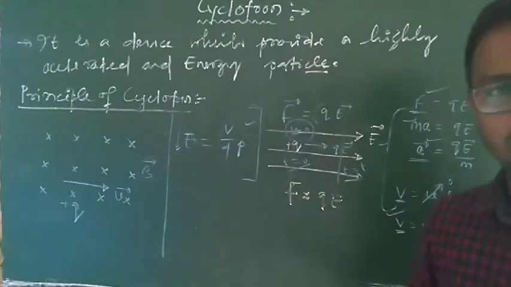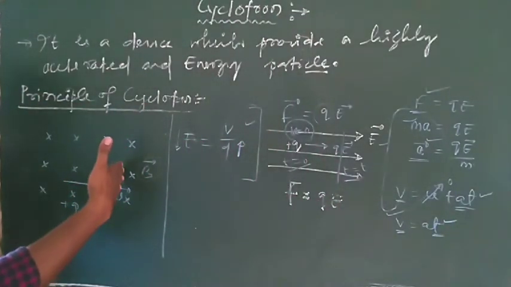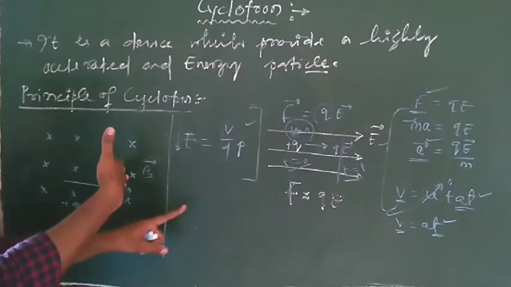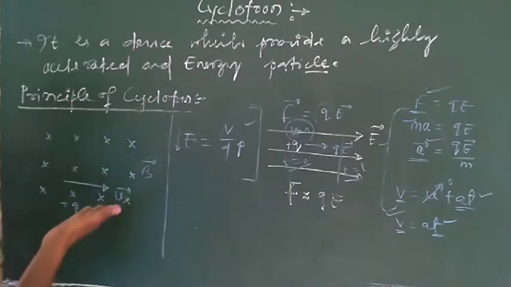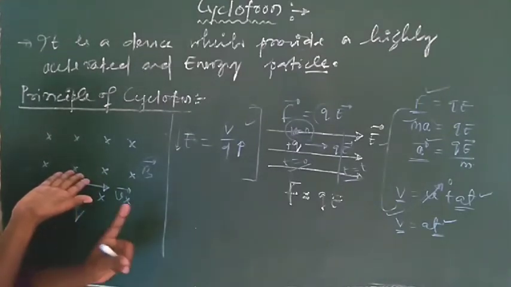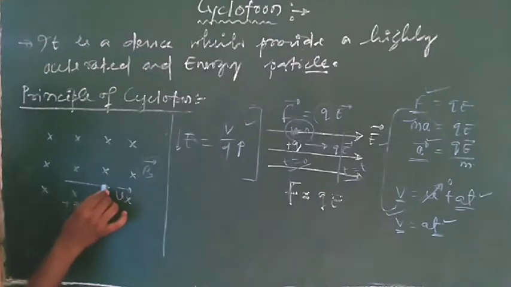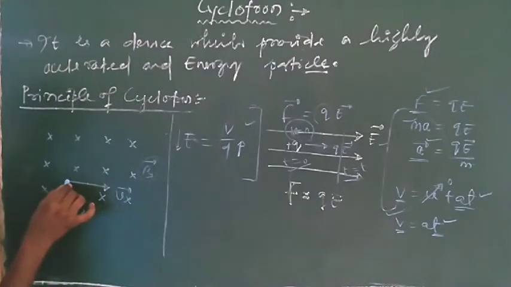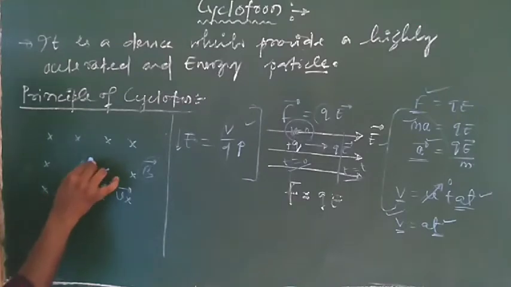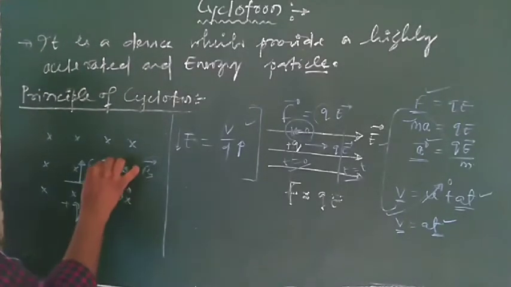So the magnetic force is in this direction. Using this concept, the magnetic field is in the inward direction and the charged particle is moving in this direction, so we place our hand this way. The force is experienced in this direction, so the charged particle tries to move in this direction due to the magnetic force. It changes its direction because of the magnetic force. Here also, using the right hand rule, the force acts in this direction.